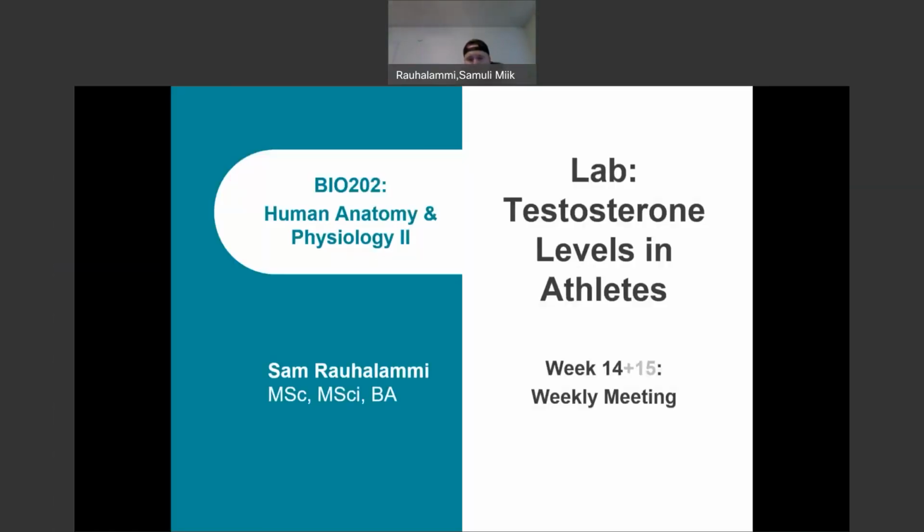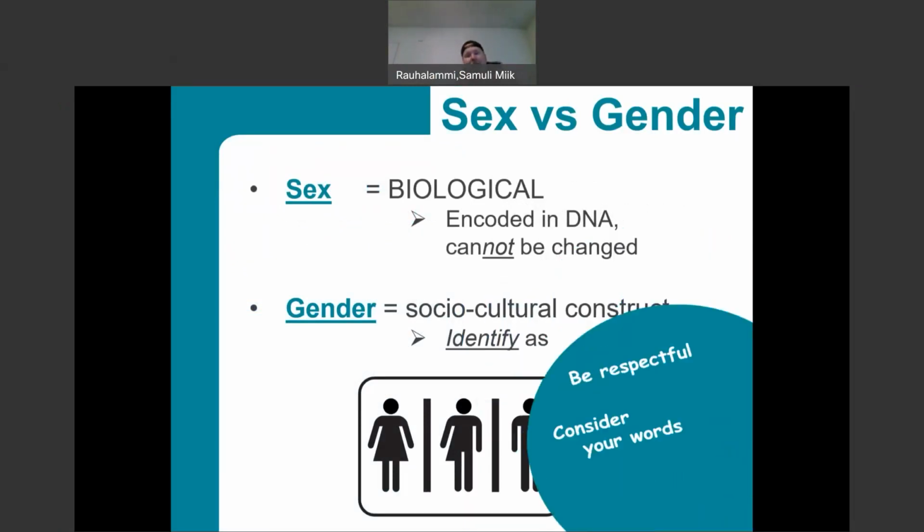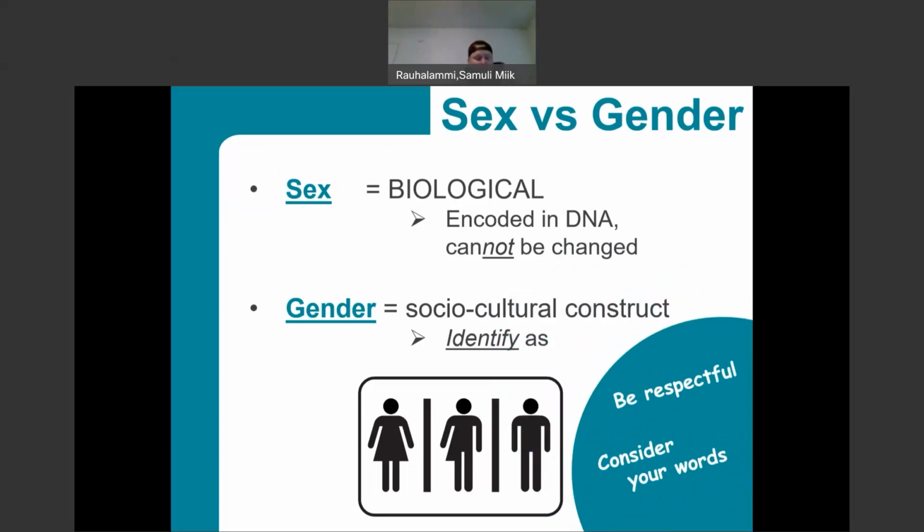So again, a quick reminder when we're talking about this lab where we're looking at the testosterone levels in different athletes, I want to remind that we are talking about biological concept, not sociocultural construct of gender. So in our case now, we're simply thinking of sex as a male or female. Rarely we have cases where sex cannot be determined in a biological sense. That happens, but that's not going to be a major concern for us. I do ask you, however, be respectful and considerate.